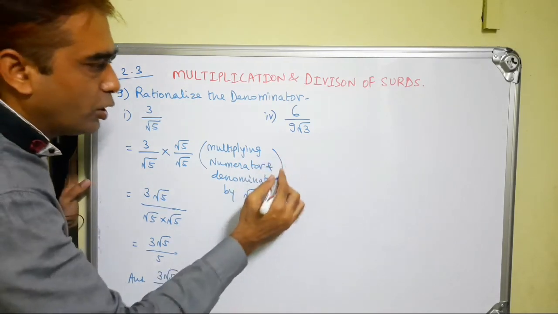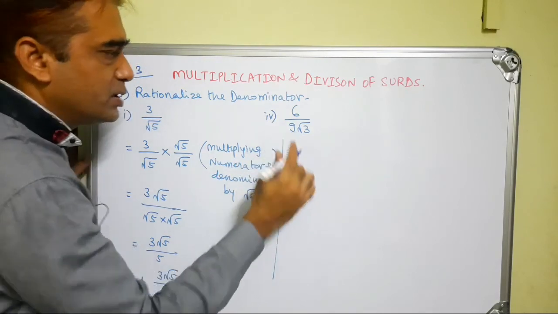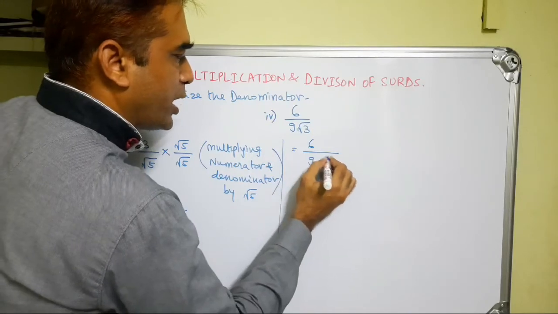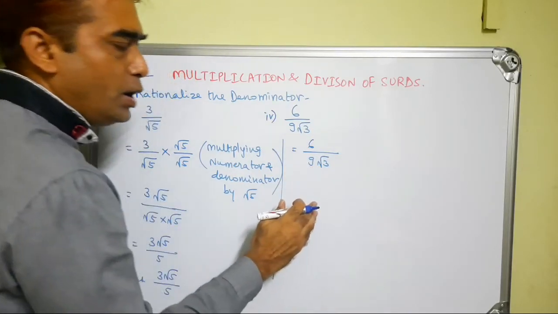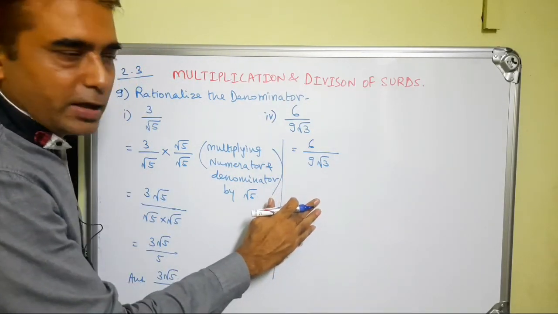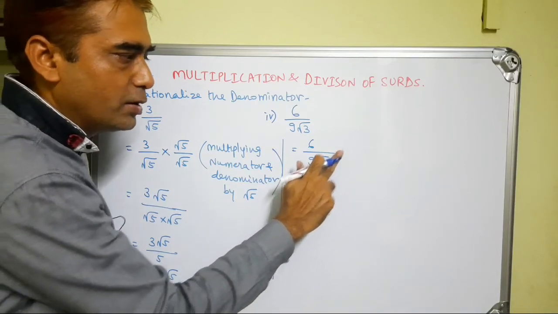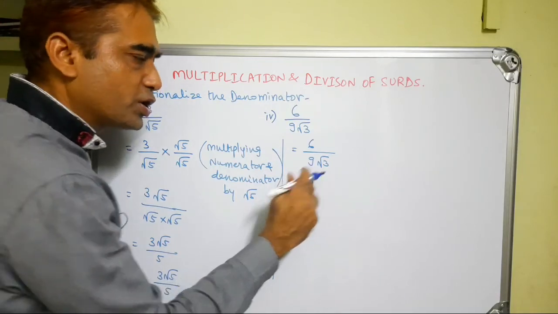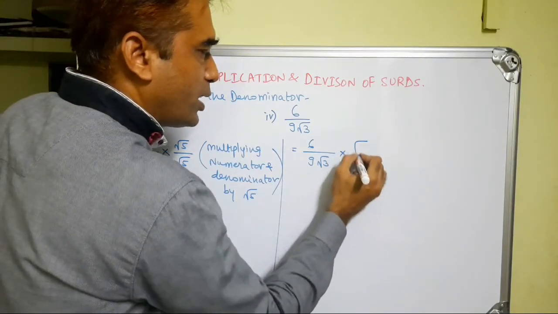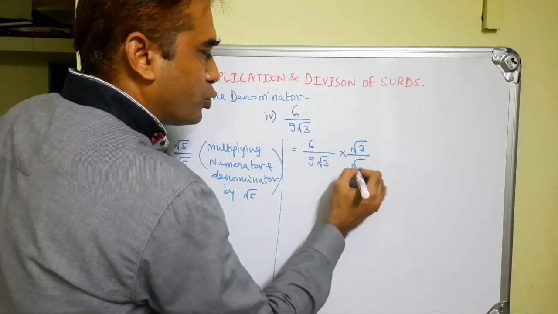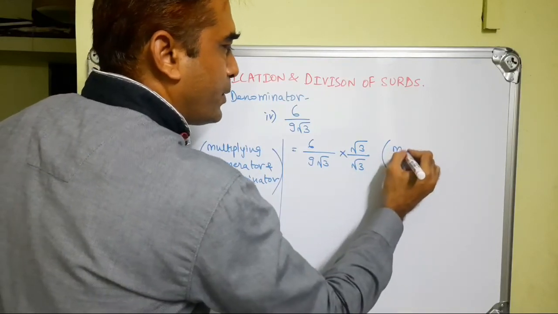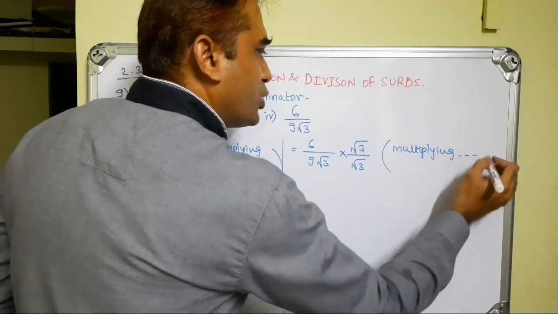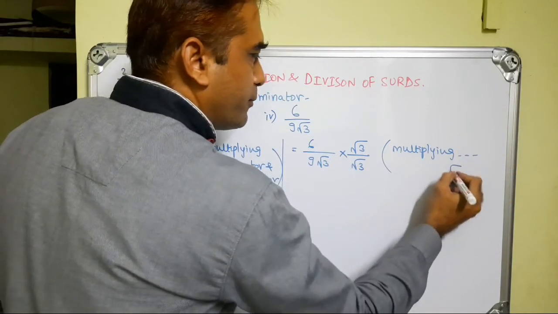Okay. Now we'll solve sub question 4. So this is 6 upon 9 root 3. Now what is the irrational factor here? Irrational factor is root 3. So its rationalizing factor will be again root 3. We'll multiply both the numerator and denominator by root 3. We'll write here multiplying the numerator and denominator by root 3.